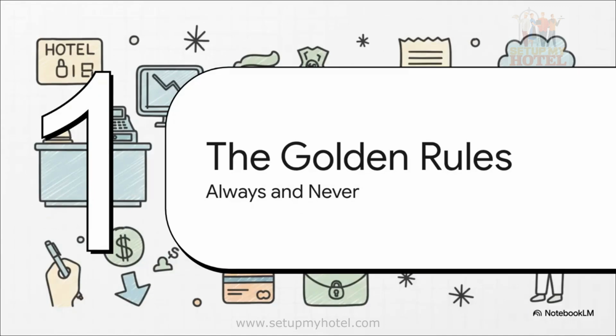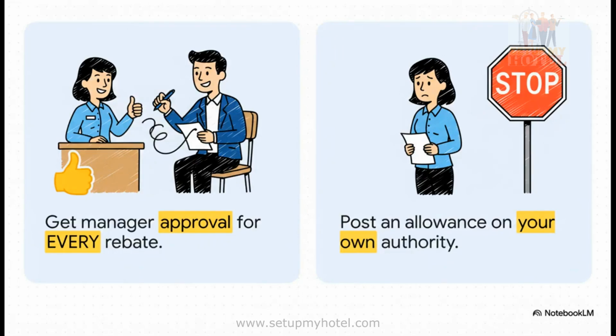So let's wrap this up with the golden rules. These are the things you always do and the things you never do. No exceptions. Think of these as the guardrails that keep everybody safe and the process totally professional. Rule number one, and it's the most important one, you always get a manager's approval every single time, no matter how small. You never ever post a rebate on your own authority. This protects you and it protects the hotel.